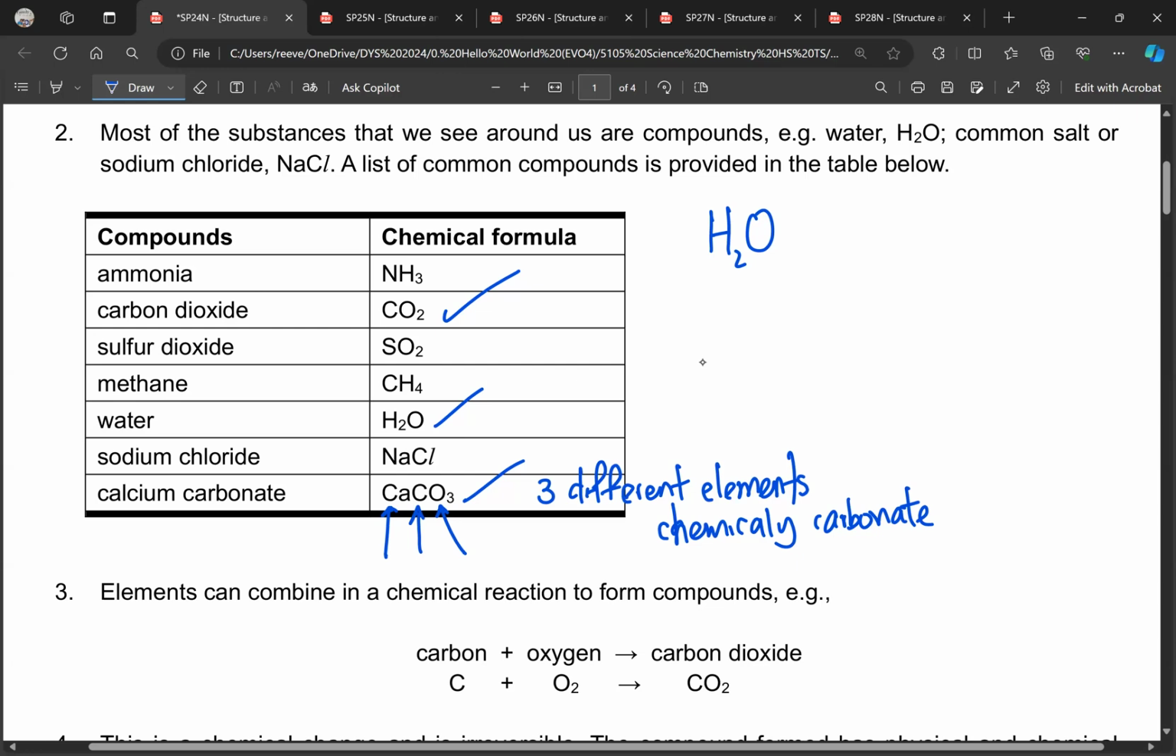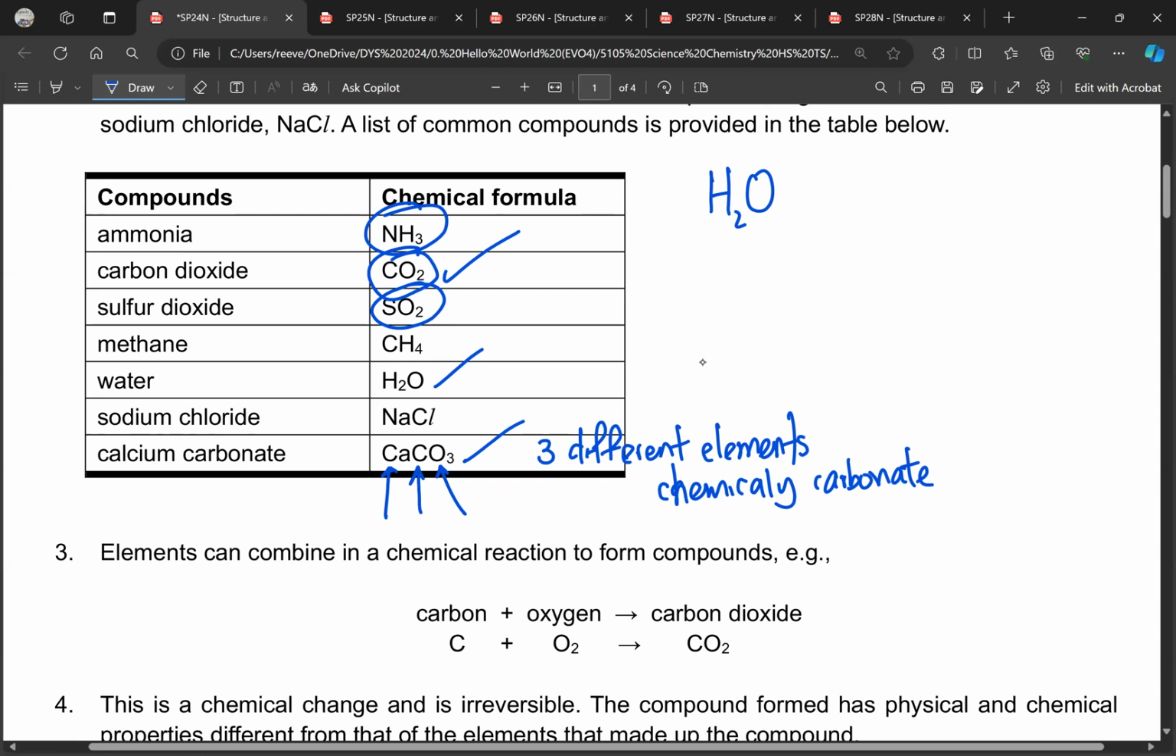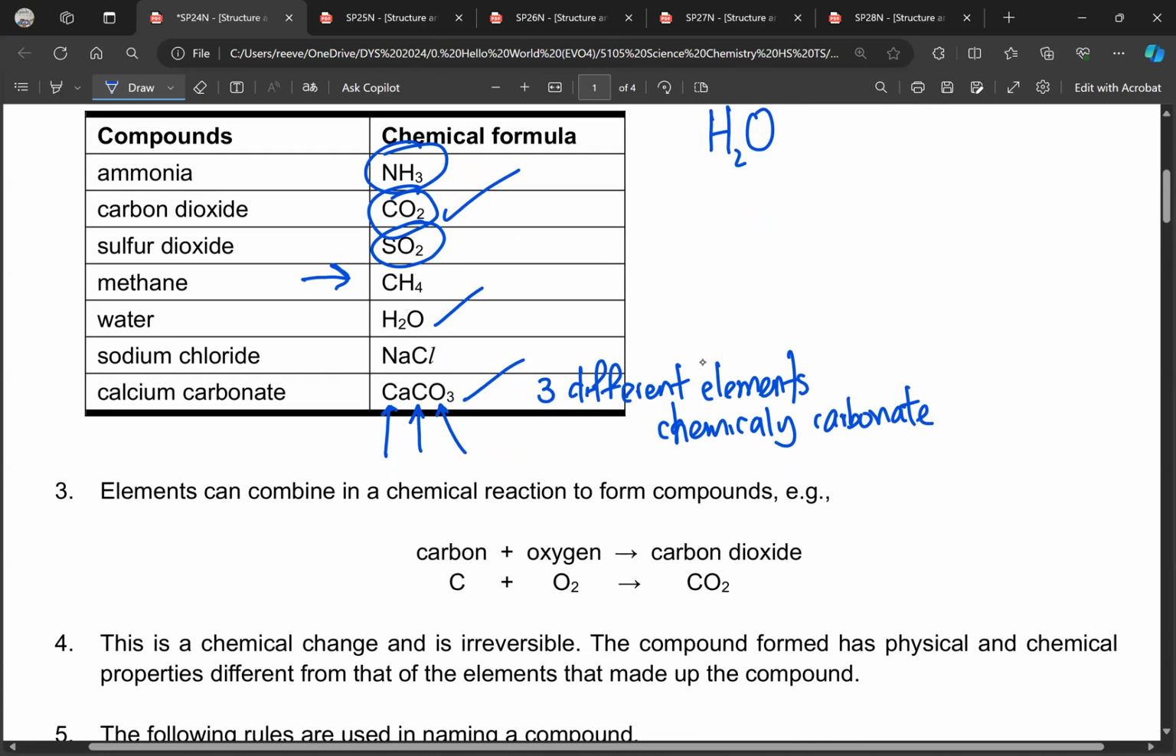Okay, here is just the common ones. Things like ammonia, you must know the formula is NH3. Sulfur dioxide, carbon dioxide is CO2 and SO2. Methane, methane is a gas. It's quite a smelly gas. Methane, CH4. Water, sodium chloride, NaCl, and calcium carbonate.